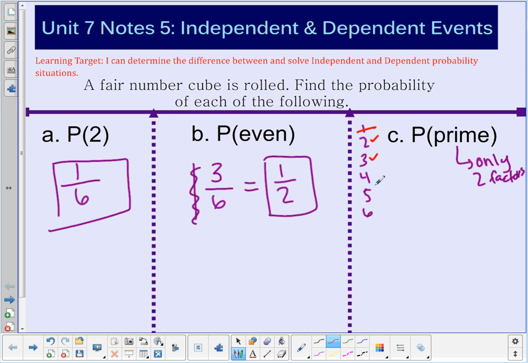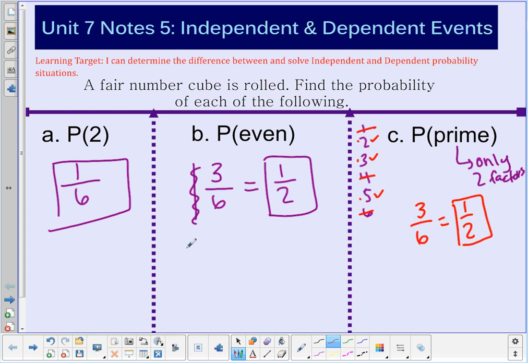3 has 2 factors. 4 has 3 factors because it can be divisible by 1, 2, and 4, so that one's out. 5 has only 2 factors, 5 and 1. 6 actually has 4: 1, 2, 3, and 6, so that one's out because that's a composite number. So I have 1, 2, 3 successes out of 6 total outcomes, which again is 1/2 if I reduce that.